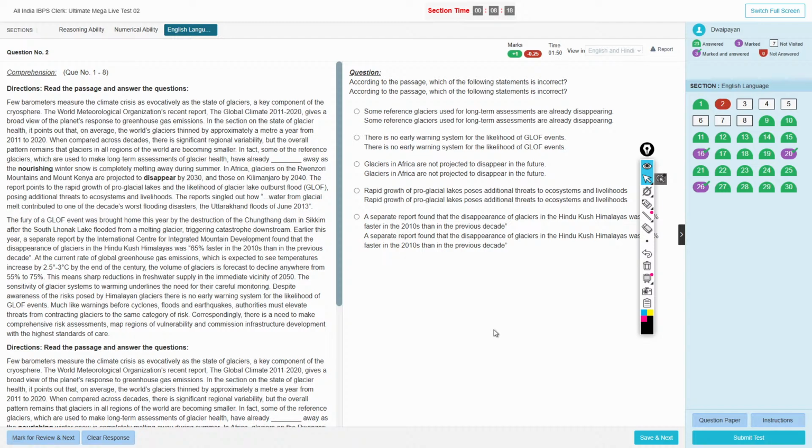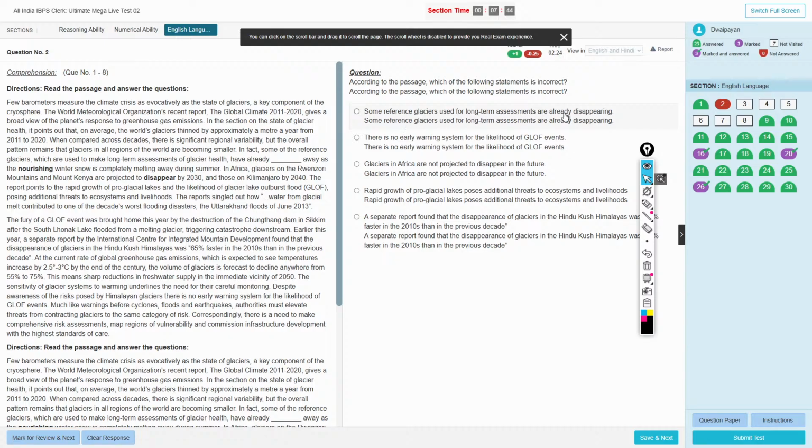Despite awareness of risks posed by Himalayan glaciers, there is no early warning system for the likelihood of GLOF events. Much like warnings before cyclones, floods, and earthquakes, authorities must elevate threats from contracting glaciers to the same category of risk. There is a need to make comprehensive risk assessments, map regions of vulnerability, and commission infrastructure development with the highest standard of care. Some glaciers used for long-term assessment are already disappearing.